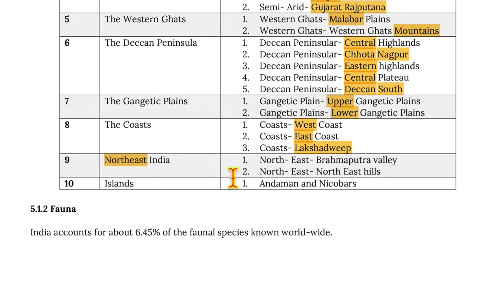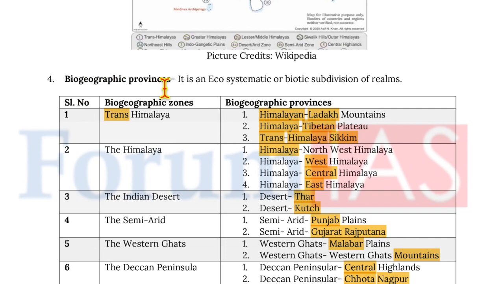Now moving on to Northeast India. Northeast India would have two different regions. That would be the Brahmaputra Valley and the Northeast Hills. So a biogeographic province is an ecosystematic or biotic subdivision of the realms.